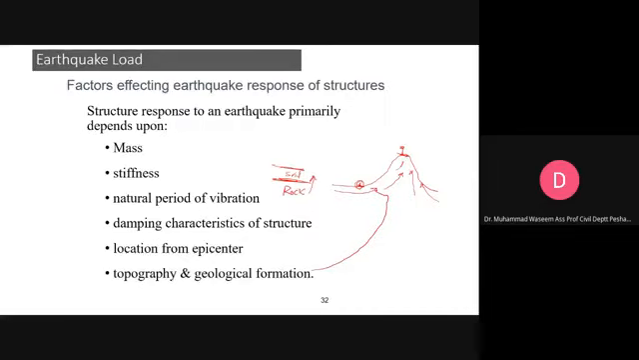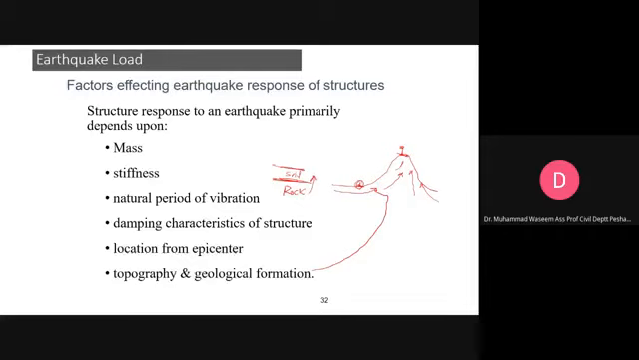Now, whenever your building is experiencing ground shaking, there will be some seismic forces generated in your building. Okay. Now, the response of the building to any earthquake depends upon the mass of the building. If the mass is more, more inertial forces will be generated. It depends upon the overall stiffness. It depends upon the natural period of vibration. Your fundamental period should not match the time period of the waves, otherwise it will start a phenomenon we call resonance.